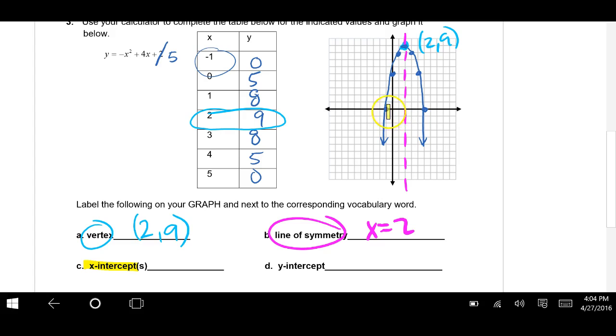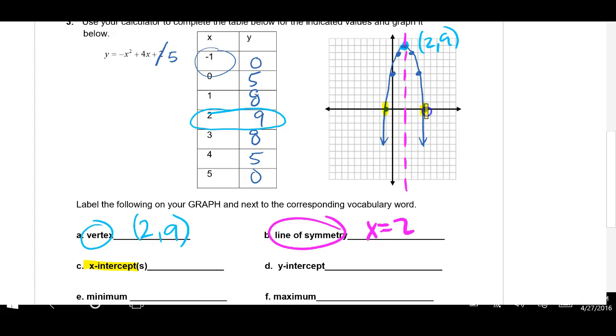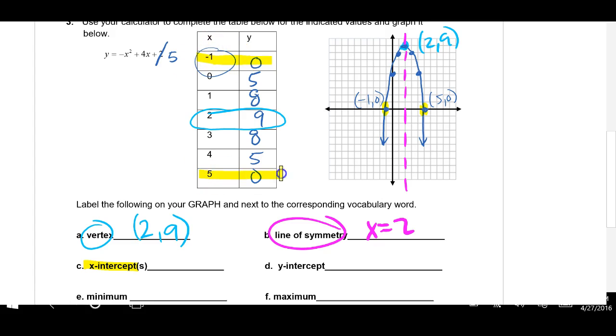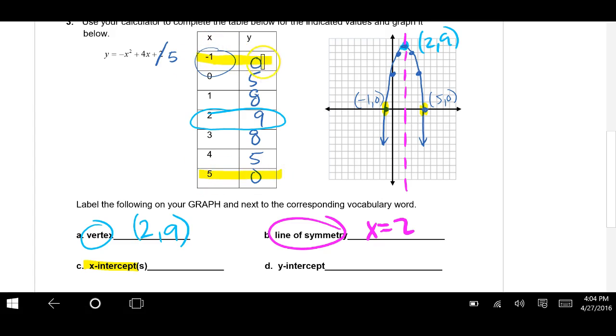X-intercept, it's the points that cross the x-axis, so that's here and here. Okay. So for the first one, it crosses at -1 and 0. And the second one is at 5 and 0. And again, you can find those points here in the table. -1, 0, 5 and 0. It's where the y value is 0. So you can just look at the table for that.